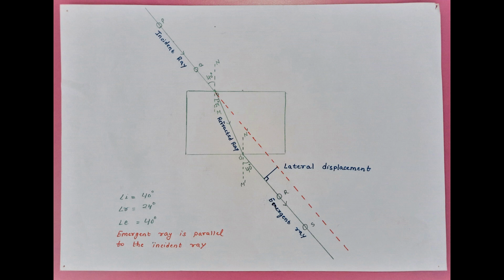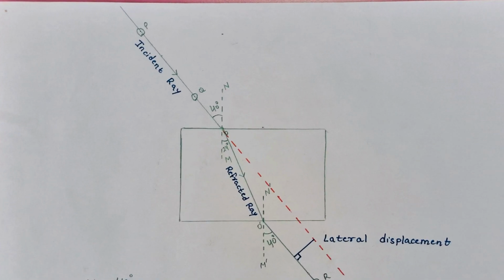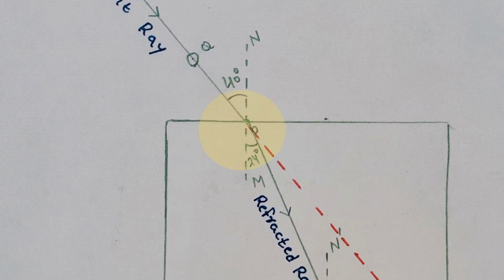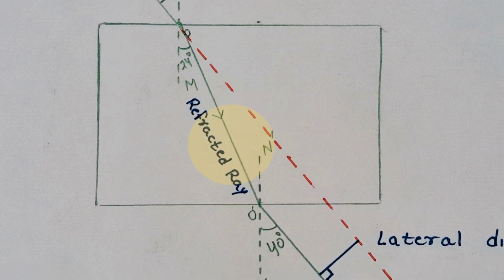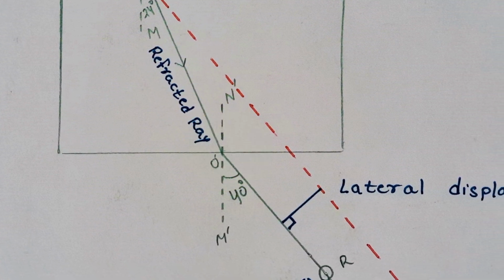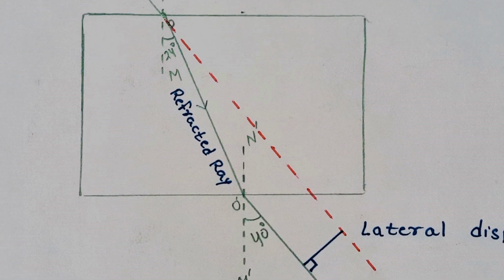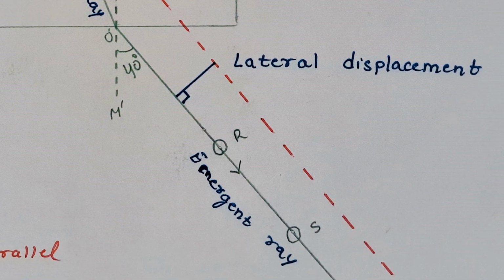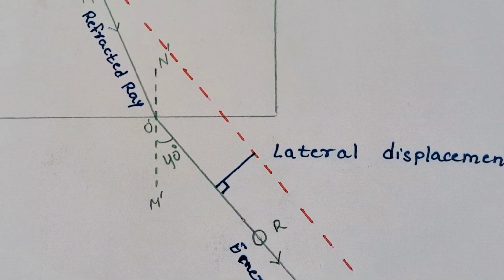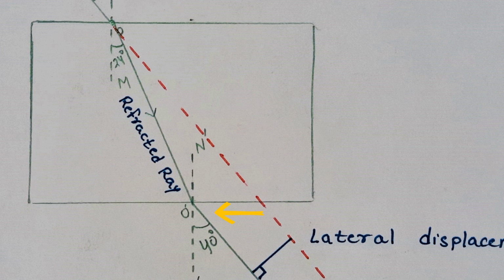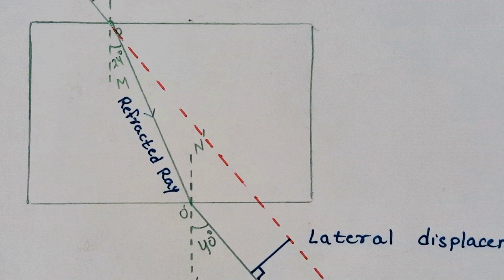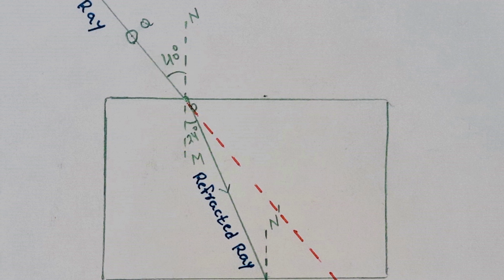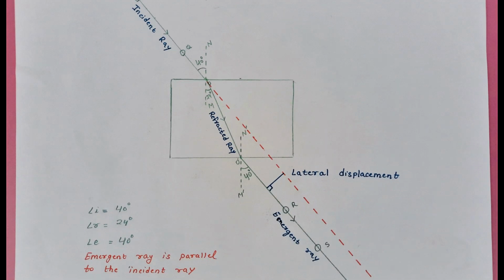So, what do we learn from this activity? Number 1. You can observe that the incident ray, when it travels from air to glass, bends towards the normal, and when it comes out of the glass slab, it bends away from the normal. Number 2. Angle of emergence is equal to angle of incidence. Number 3. Emergent ray is parallel to the incident ray. Number 4. Emergent ray is shifted laterally. And last but not the least, number 5. Angle of refraction is less than angle of incidence, which indicates that glass is denser than air.